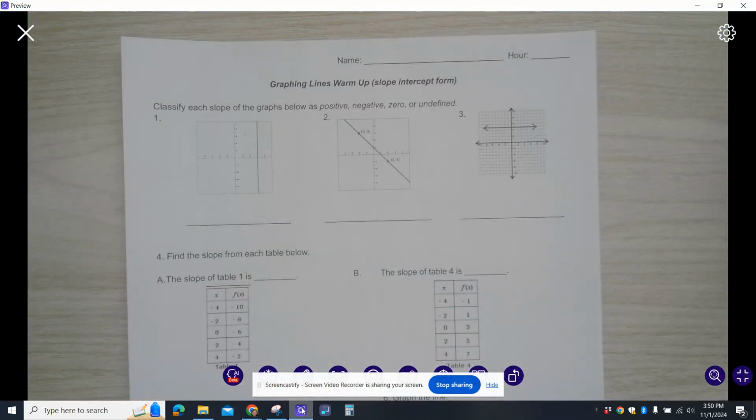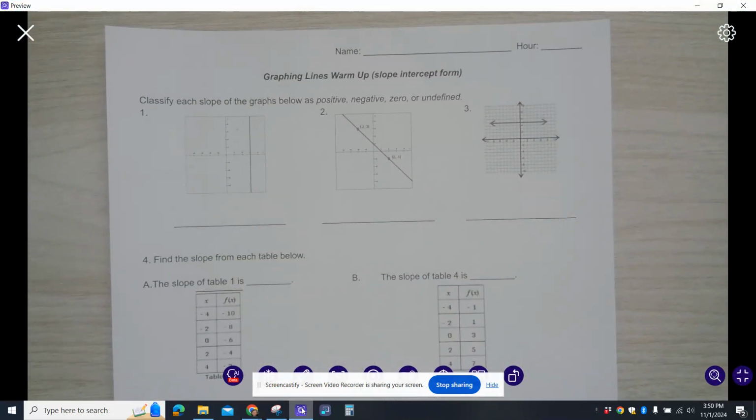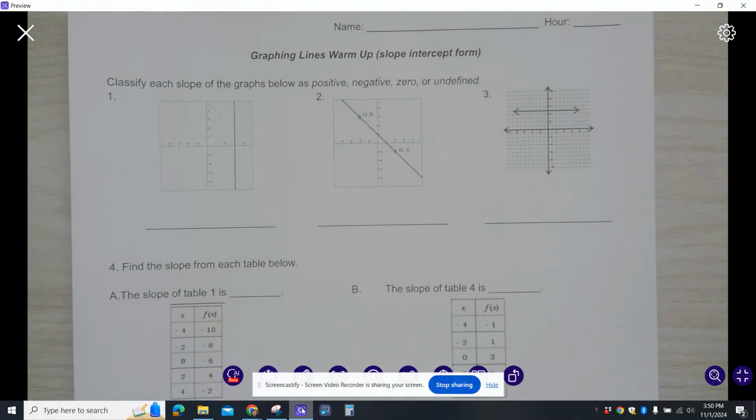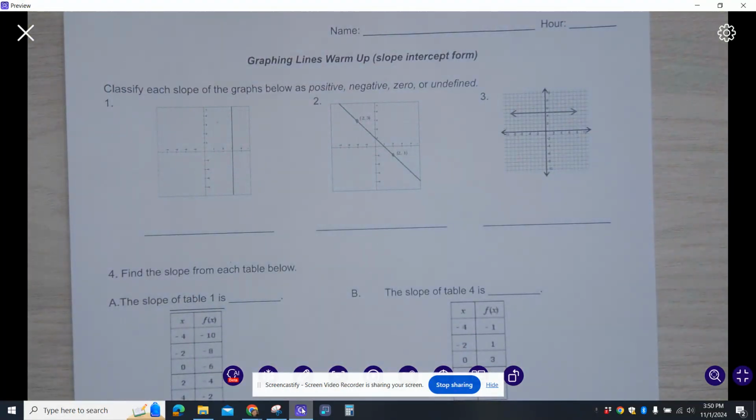I'm going to quickly go over the warm-up that you did here today in class. Let me zoom in a little. I might turn on the light. Maybe that's a little better.